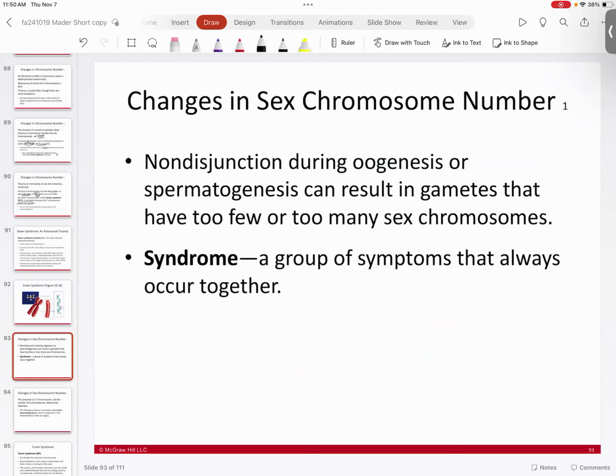Typically, it's in the mother. You see this one as a non-disjunctional event of the mother. And so generally speaking, it's oogenesis. Most non-disjunctional situations are usually in the mother. There are some that are spermatogenesis. These are less common.